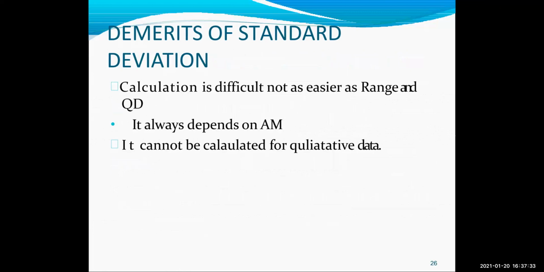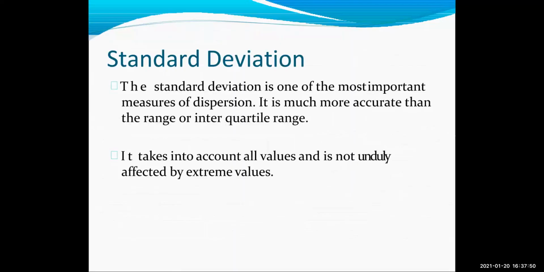But yes, there are certain demerits. The calculation is difficult, not as easy as range and quartile deviation, and it always depends on the arithmetic mean, so it cannot be calculated for qualitative data. The standard deviation is one of the most important measures of dispersion, and it is much more accurate than the range and interquartile range. It takes into account all the values, and it is not unduly affected by extreme values.